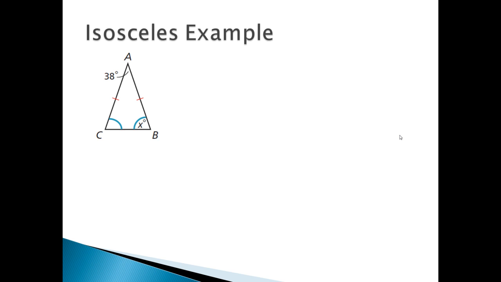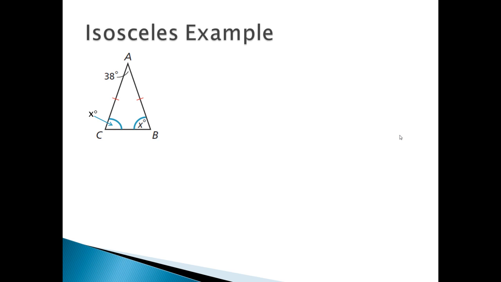So angle B and angle C, let's mark those congruent there. B is congruent to C. So if they're the same, I know B is x degrees, so C should be x degrees. It's exactly the same. B was the x, so C is the x as well. So now we've got an isosceles triangle. We know it's a triangle, so that means 180 degrees, right?